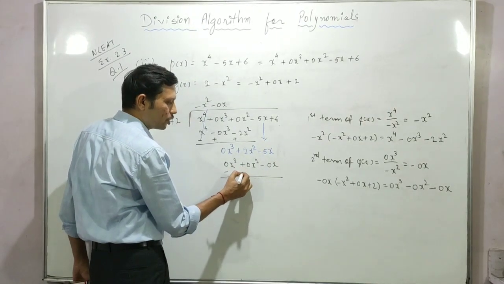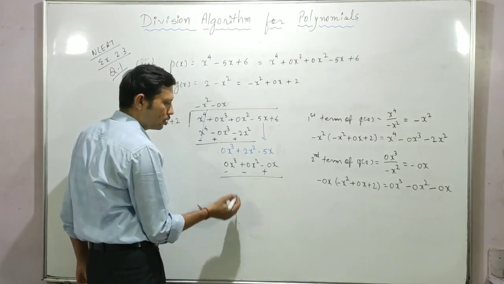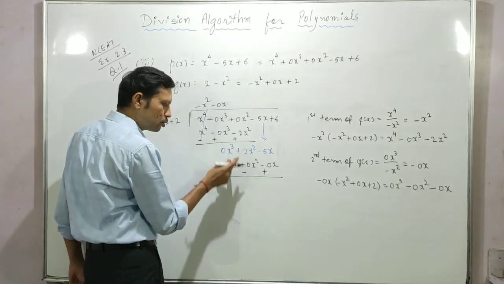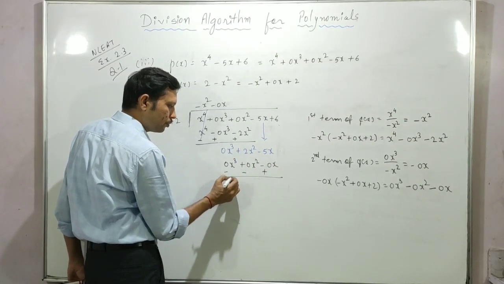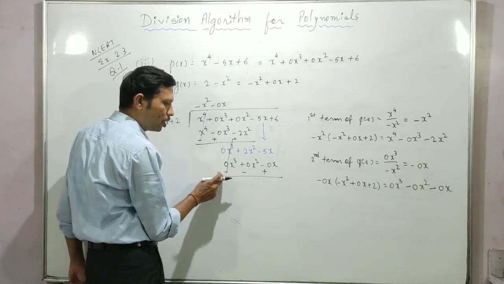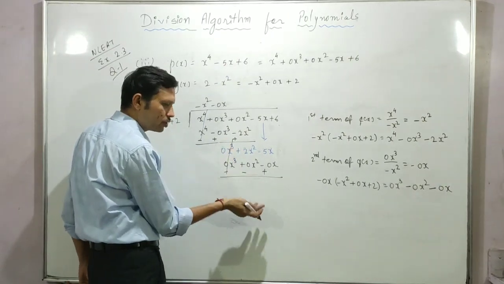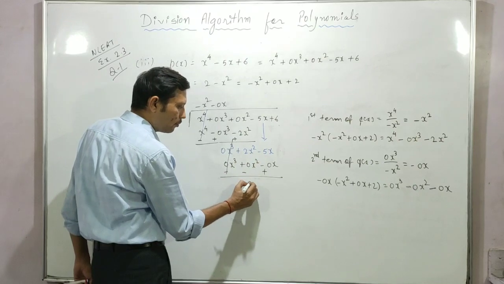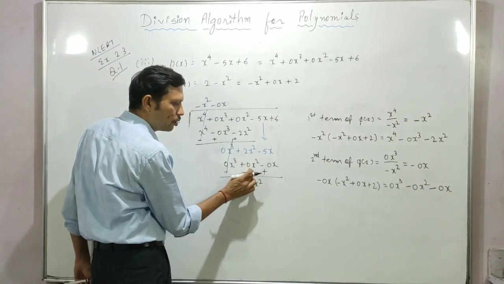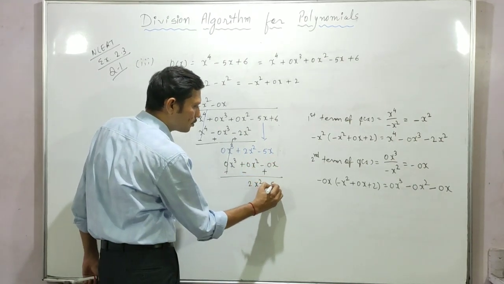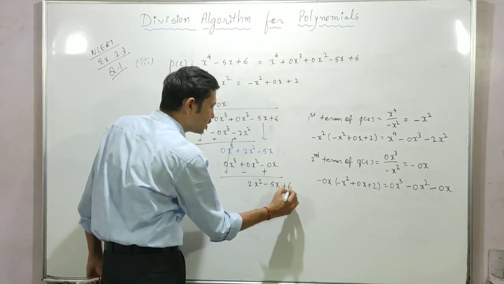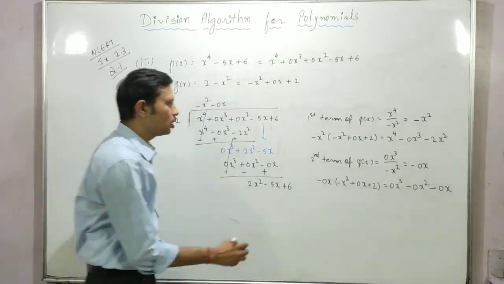Plus becomes minus, plus becomes minus, minus becomes plus. So all the other terms are 0, so this one is as it is, 0x cube. Otherwise we can cancel plus or minus. Okay, otherwise its value is 0. Now simply 2x square, because this one is 0, then minus 5x. Now we have to carry plus 6 here.